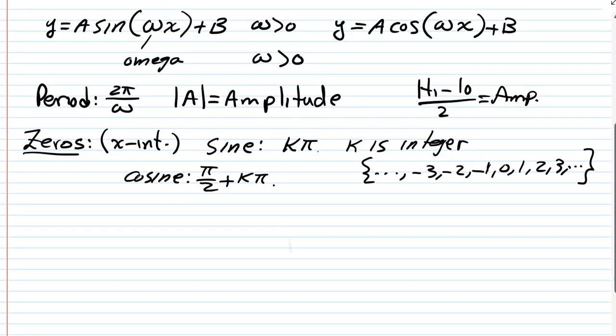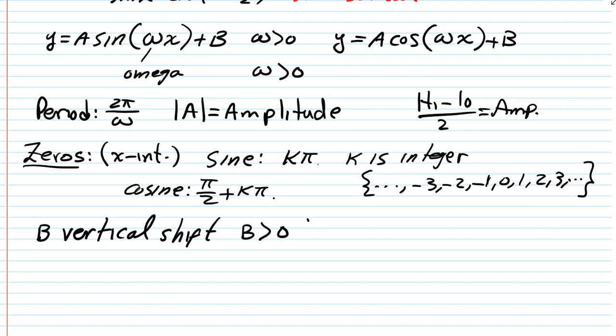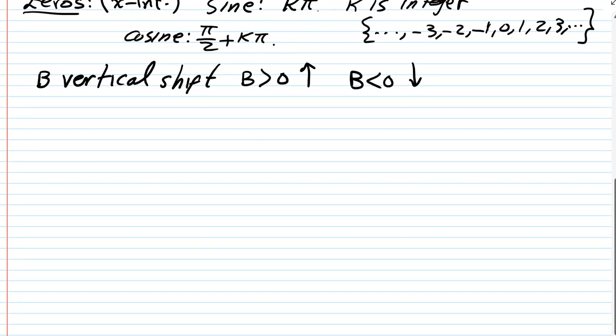Now the effect of B here: B is going to be a vertical shift of the basic sine and cosine function. If B is positive, the shift is up. If B is negative, the shift is down. In my examples, I don't have anything with a vertical shift, and that's just for simplicity. Okay, so let's go through and do some of these examples.